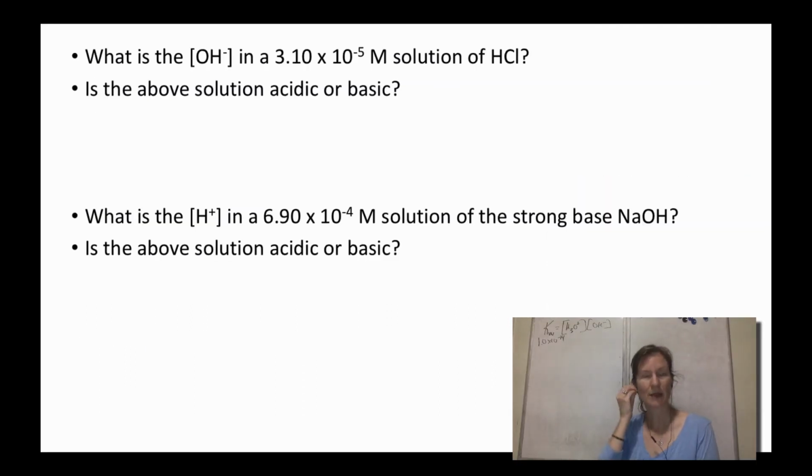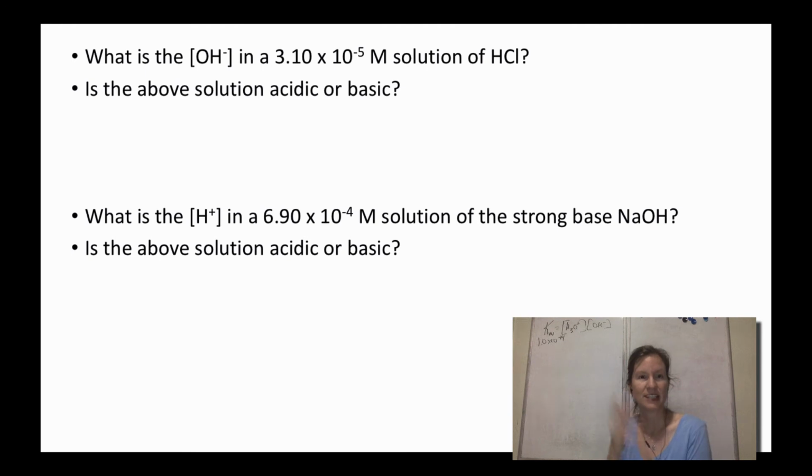So let's look at some math in relation to this. The first question is, what is the concentration of OH if I know the concentration of HCl? So HCl is an acid, right? As HCl dissociates, it's going to give me my concentration of H plus or H3O plus. So hydrogen ion and hydronium ion, again, the same thing.